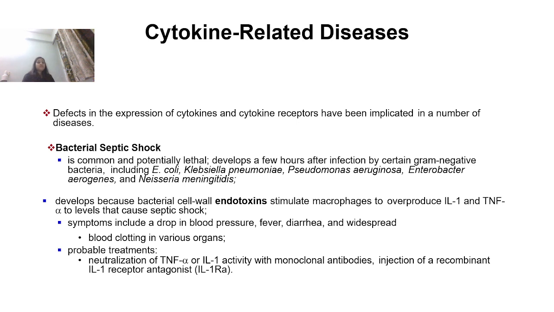So there will be septic shock, whose symptoms include a drop in blood pressure, fever, diarrhea, and widespread blood clotting in various organs. Then the probable treatments are neutralization of the TNF alpha or IL-1 activity with monoclonal antibodies. You can provide antibodies which will bind directly to this TNF alpha or IL-1, or you can inject the antagonist. As I already told you previously, this antagonist can help in decreasing inflammation.